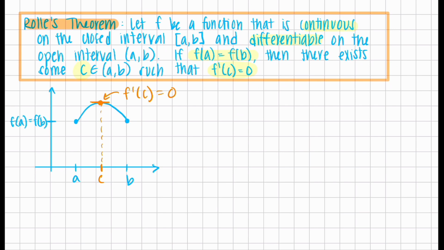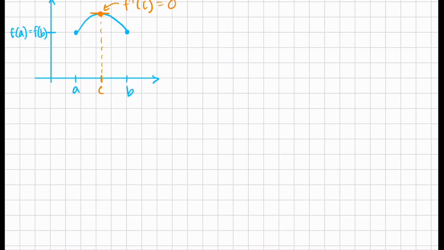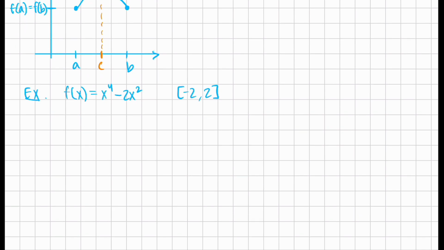So what kind of questions could you get surrounding Rolle's theorem? So for an example, I'm going to give us a function. And let's verify that the conditions for Rolle's theorem on the interval [-2, 2] are met. And let's find the value c guaranteed by the theorem.